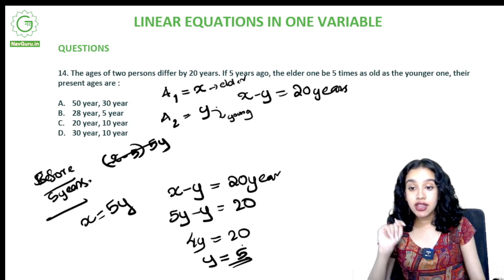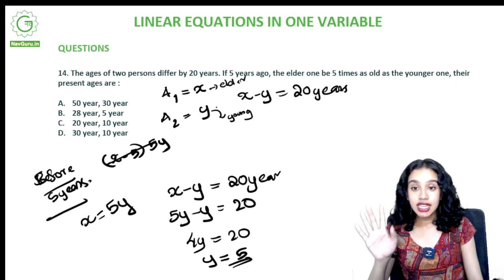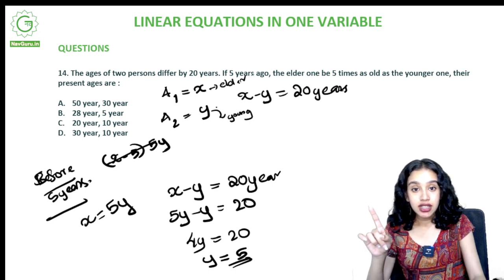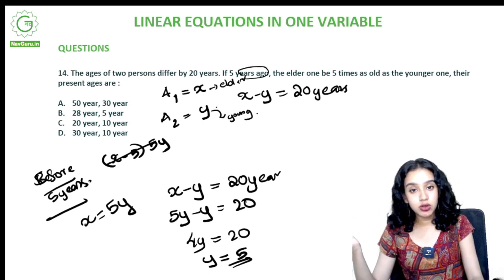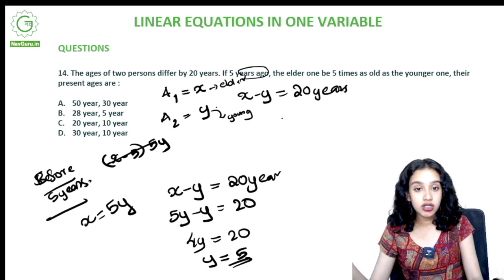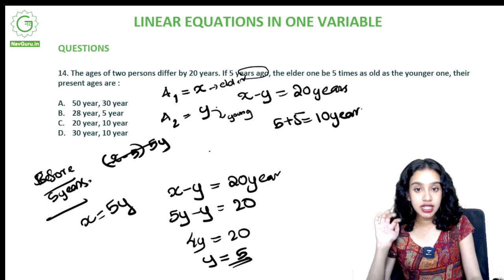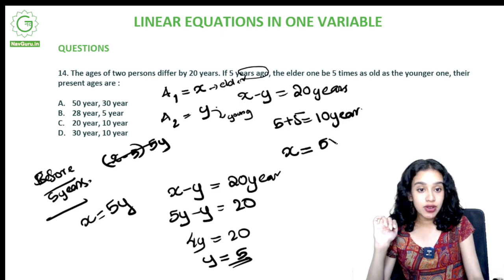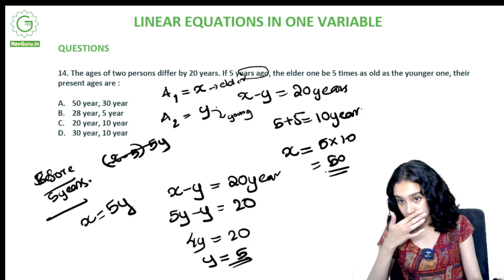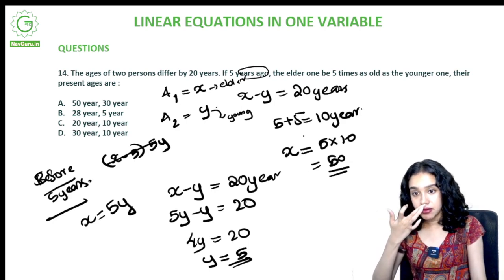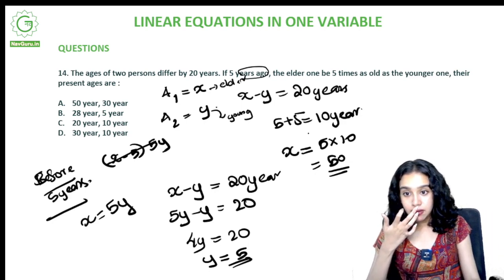But is he 5 years old now? He is not 5 years old right now. 5 years ago, he was 5 years old. So what is his age now? It's 5 plus 5, that is 10 years. So the younger one is 10 here. What is the age of the elder one? The elder one is 5 times the younger one, which means 50, right?